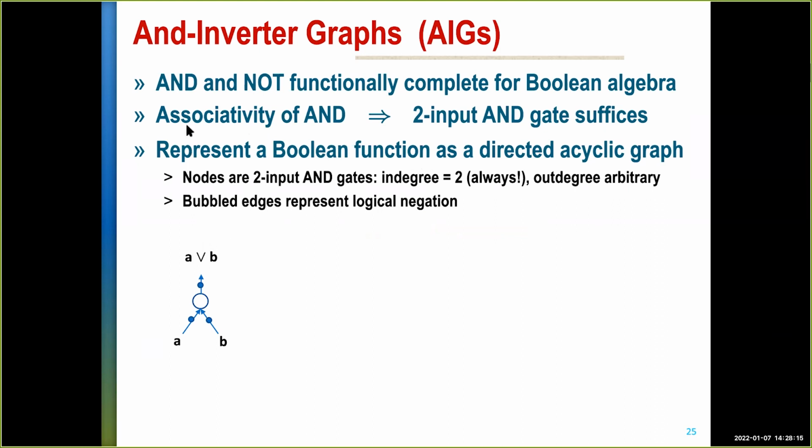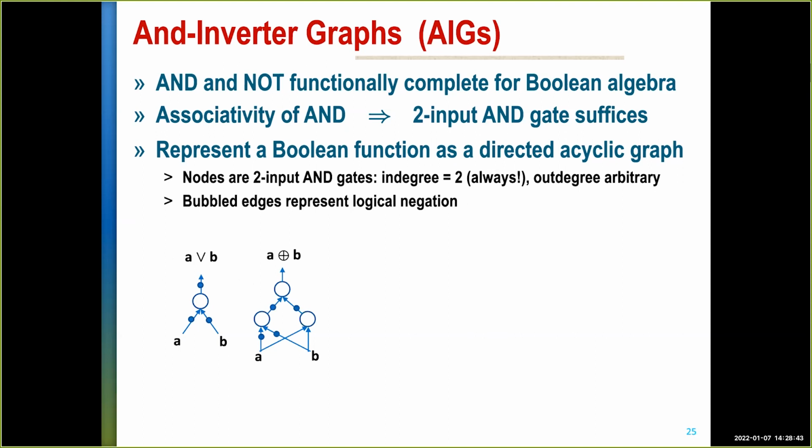So therefore, this suggests that we can represent any Boolean function as a graph in which all the nodes are two input AND nodes. So the in degree is always 2. The out degree can be arbitrary. And there are bubbles on the edges which represent inversions, right? So for example, this is how you would represent A or B, right? So it's saying negation A and negation B and the negation of that, okay?